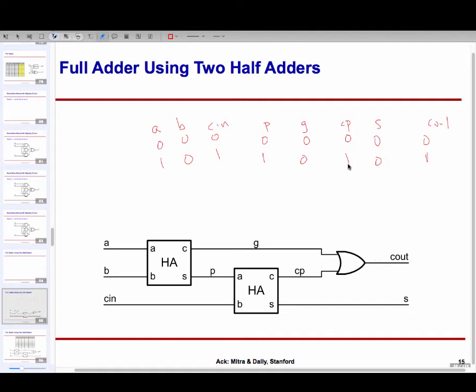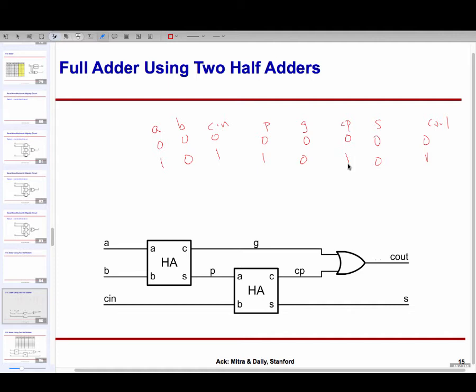P means that if P is high, then C in is going to be propagated. So if P is high and C in is high, then also I'm going to have a carry going out. Which is why this CP stands for the carry which has been propagated. And this S, the S in the half adder, was coming out of an XOR gate, A XOR B. And then this S out here in the second half adder is A XOR B XOR C in, which is what my three-input XOR looks like. So this whole circuit is really an implementation of a full adder. Two half adders followed by an OR gate gives me a full adder.